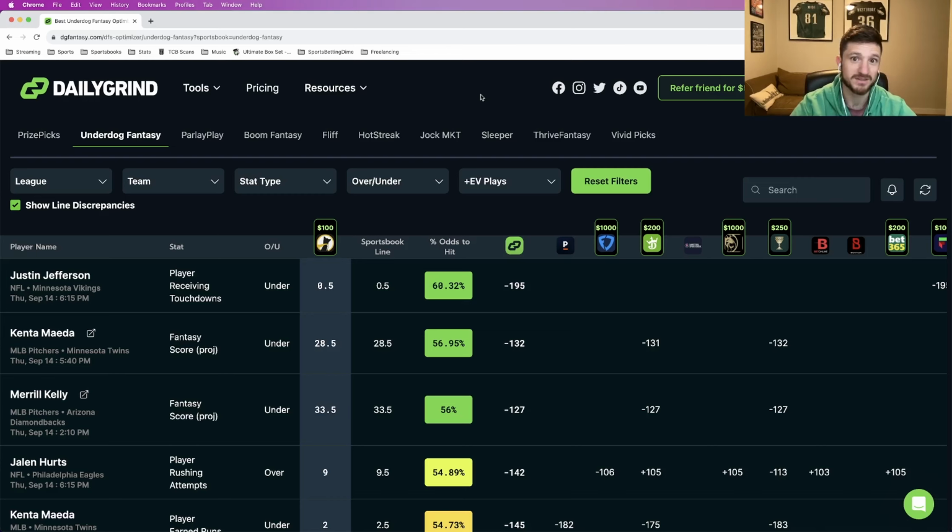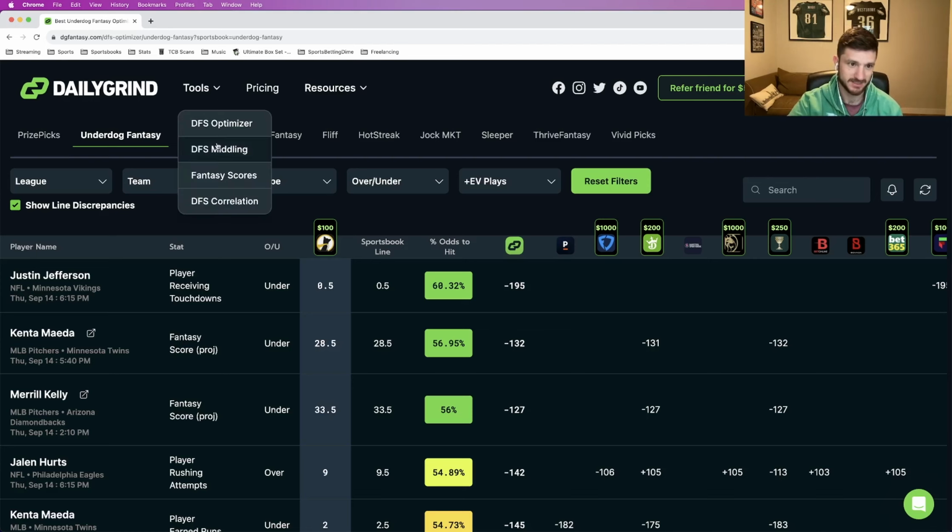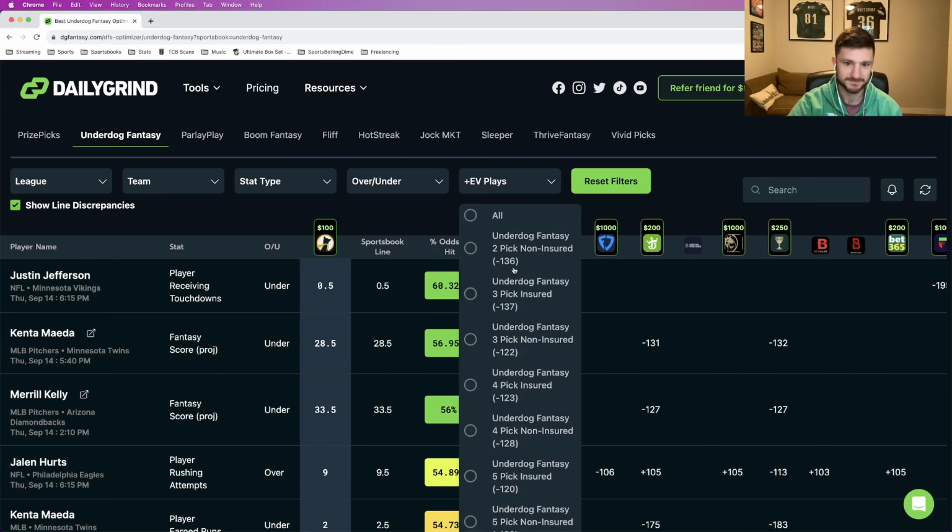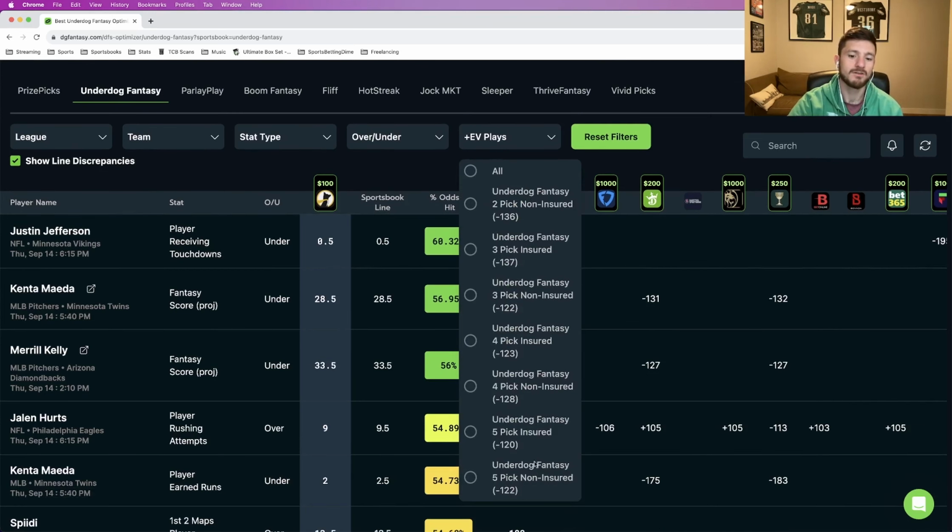For this one, we're going to stick with the DFS optimizer, finding plays on Underdog Fantasy for tonight, Thursday, September 14th. So a couple things to start. Number one, when you're playing any of these DFS options using the DFS optimizer, if you're ever unsure of how many legs you should put into an entry, they make it really easy for you. If you just click this drop down here that says plus EV plays, you can see all the different options. And in the parentheses, that number is giving you the odds of each individual leg per option, per 2 picks, 3 picks, non-insured versus insurance.